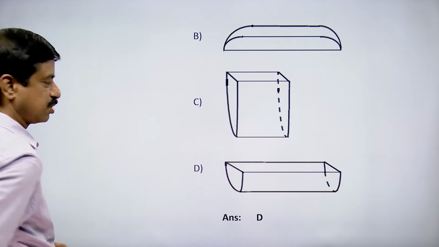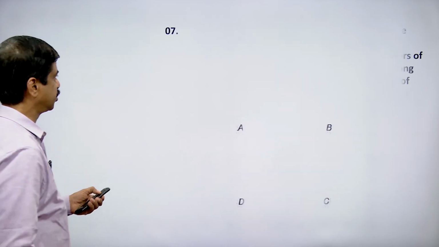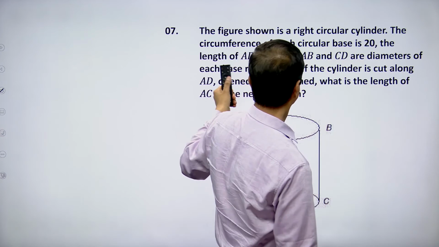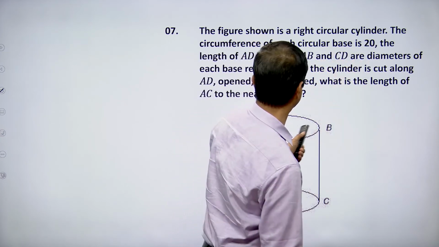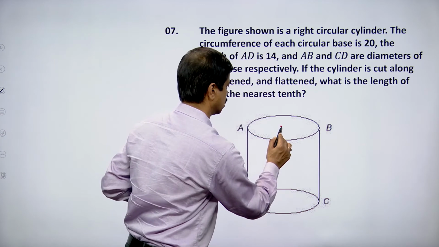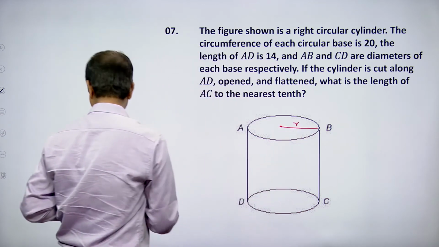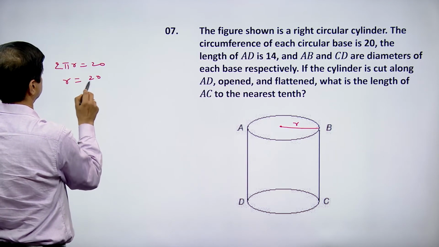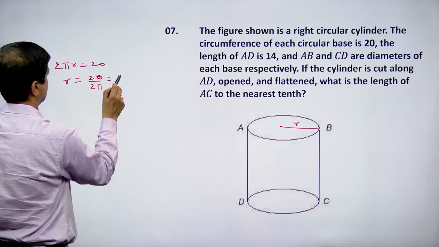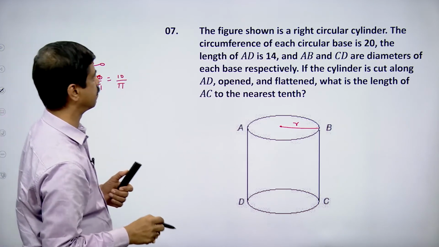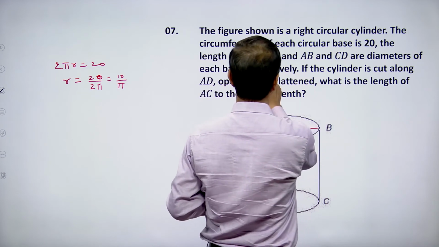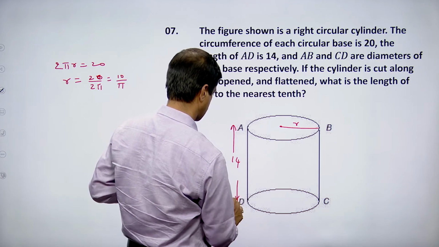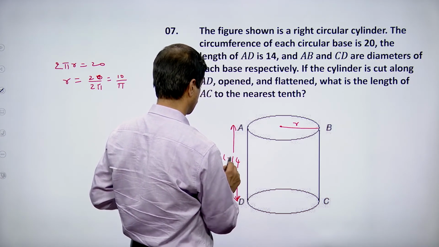So, right, children, let us go to the next question. Yeah, you see, the figure shown is a right circular cylinder. The circumference of each circular base is 20, which means 2 pi r. If I call this radius r, then 2 pi r equals 20. So that is 10 by pi. Okay, radius is 10 by pi. The length AD is 14. So height is 14. Either you can call it length or height, whatever it is.